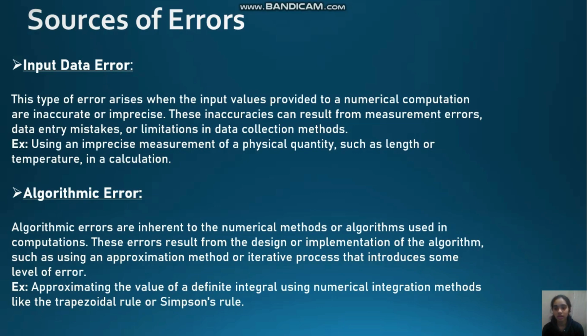Algorithmic error. Algorithmic errors are inherent to the numerical methods or algorithms used in computations. These errors result from the design or implementation of the algorithm, such as using an approximation method or iterative process that introduces some level of error. For example, approximating the value of a definite integral using numerical integration methods like the trapezoidal rule or Simpson's rule.